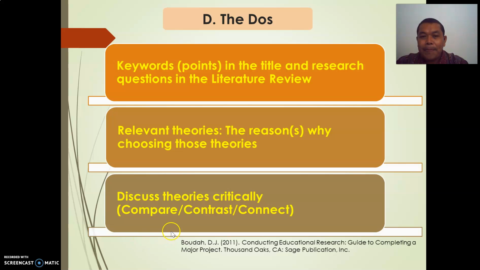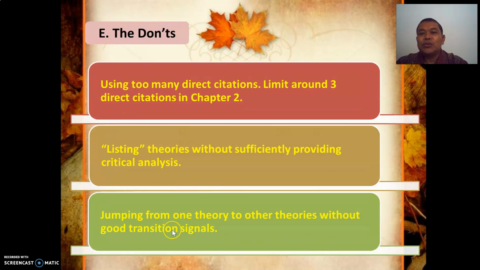Now the don'ts. The don't here is using too many direct citations. Please do not use too many direct citations, because it will be boring, and it also gives the impression that you are lazy to paraphrase. Limit it to around 3 direct citations in chapter 2. This is just a suggestion, roughly around 3, not 10 direct citations. That would not be good for your research.